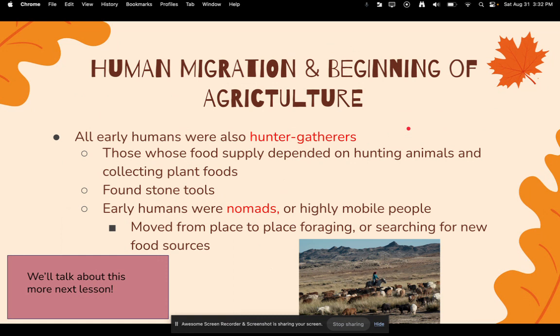So all early humans were hunter-gatherers, meaning those whose food supply depended on hunting animals and collecting plant foods. They also would use stone tools. Early humans were nomads, meaning that they were mobile people, so they would move from place to place, foraging and searching for new food resources.